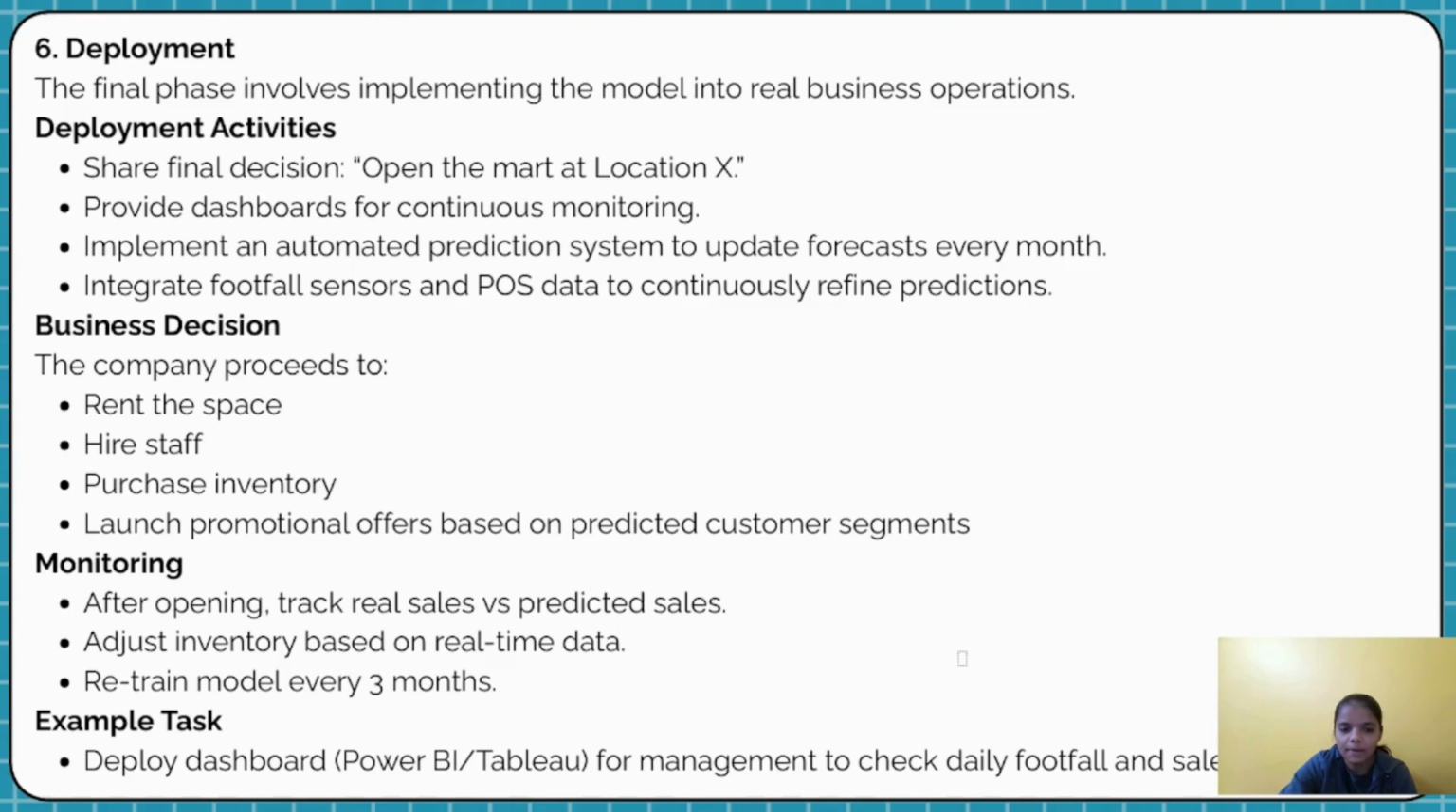Now, last, the example task. Example task is to deploy the dashboard, Power BI or Tableau, for the management to check the daily footfall, sales, and the forecast of our mart.